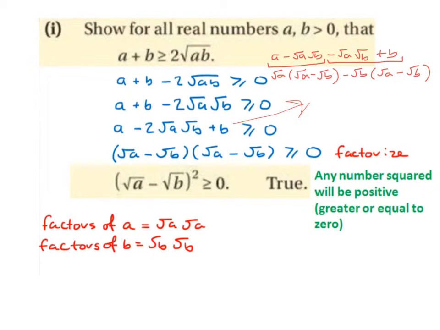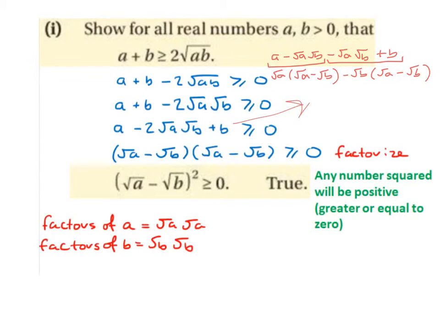So minus root b will divide into minus root a root b and leave us with root a. And minus root b will divide into b and leave us with minus root b, because minus root b multiplied by minus root b gives us b, because the factors of b are root b times root b, or, in this case, minus root b times minus root b.